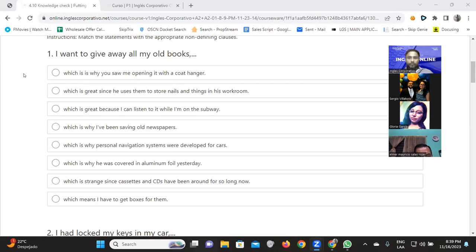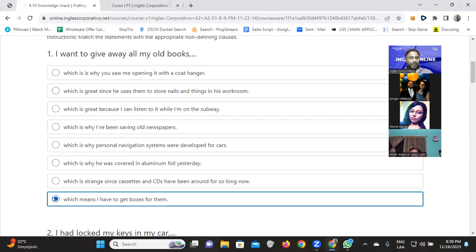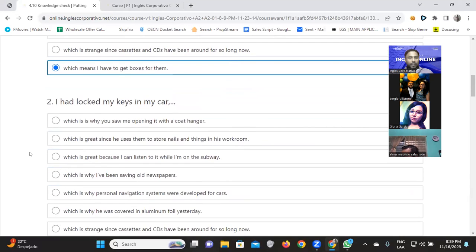I want to give away all my old books, which means I have to get boxes for them. Perfect. Which means I have to get boxes for them. Excellent. Thank you, Gloria. Number two.